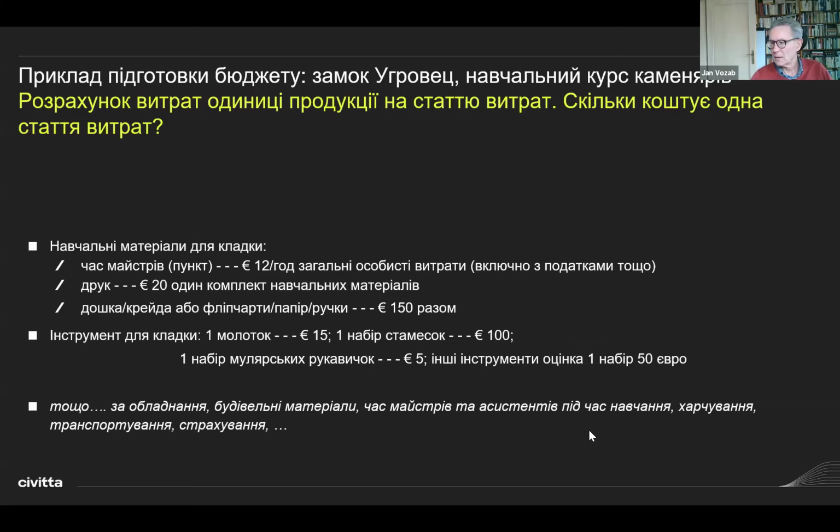What else you need? At this moment, in the second step, you try to estimate what the cost items actually cost. What will be the unit costs for the cost items? Training materials for masonry. You need a trainer's time, which is €12 per hour of total personal costs, including taxes and social taxes and whatever.